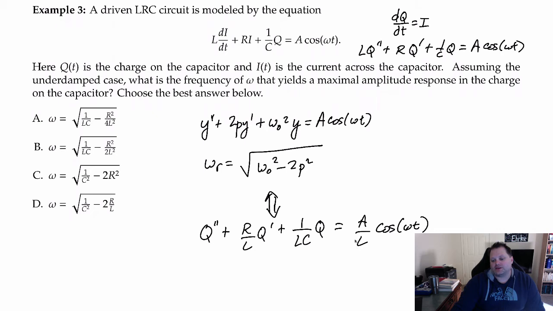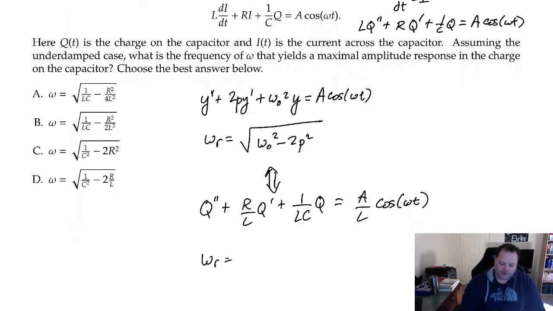Because L is a constant, I can just absorb it into this, so it's still just a constant times. That's not going to affect any of our formulas. But I do need to make sure that I'm picking out the correct P value and the correct omega naught value here, okay? So our resonant frequency here would be the square root of, okay, let's start with omega naught squared. Omega naught squared would be the value in front of this term. It's just 1 over LC. So 1 over LC minus 2 times P squared.